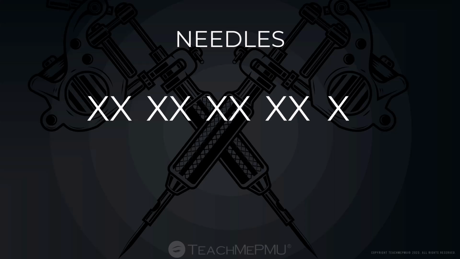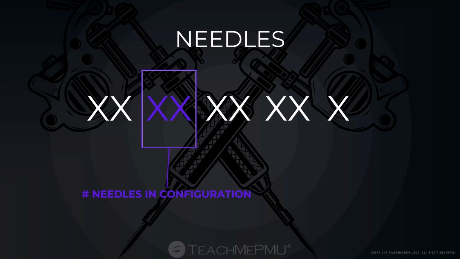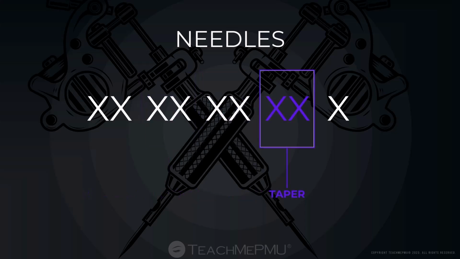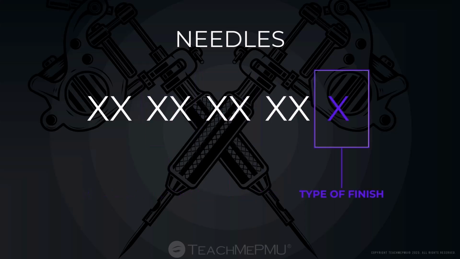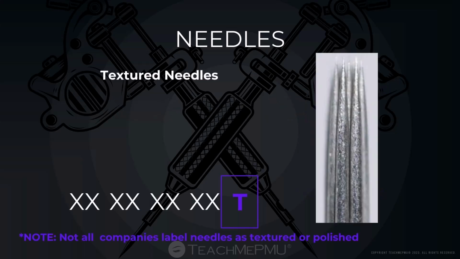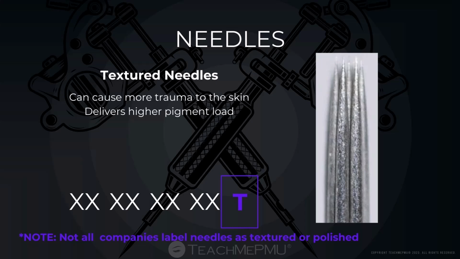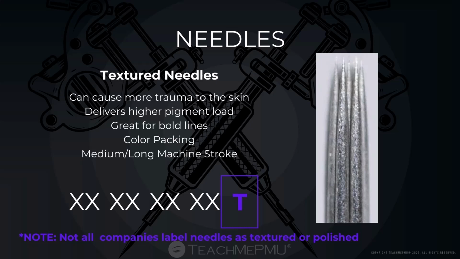Tattoo needles are typically labeled in this format: needle diameter, number of needles in the configuration, type of taper, and textured or non-textured. Textured needles are more likely to cause trauma due to the rough surface but provide higher ink saturation. They can create bold and saturated lines and shading, color packing, and solid fill areas. Medium to long stroke for sufficient ink delivery and saturation.